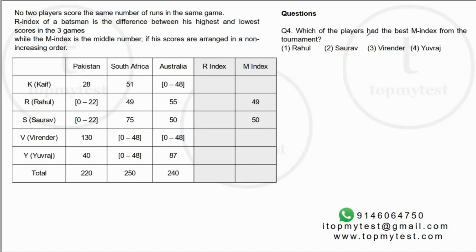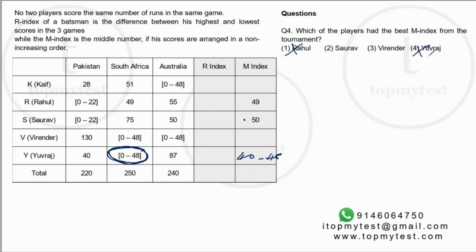And the last one, which players had the best M index? Now we know between Rahul and Saurav, Saurav has the best M index. So Rahul is out. Let's look at Virendra and Yuvraj. What is the M index? The middle score. The middle score for Yuvraj can be 40 if the score against South Africa is less than 40. If the score against South Africa is more than 40, then the score against South Africa will be the middle number. So 40 to 48, but it is still lesser than Saurav.